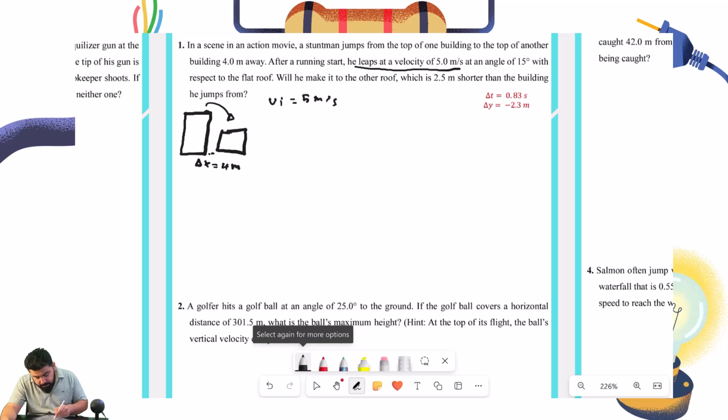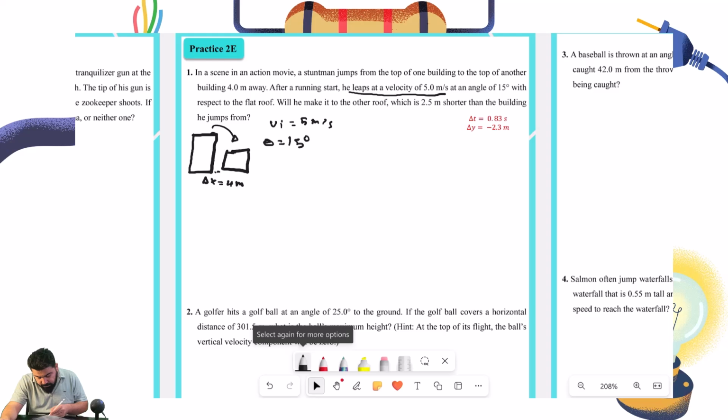So this guy, which is over here, is trying to jump onto this building. Okay. And theta is equal to 15 degrees. Okay. 5 meters per second. With respect to the flat roof, will he make it to the other roof, which is 2.5 meters shorter? So you see that this one here is 2.5 meters shorter than this one. Okay, so he says, will he make the jump?